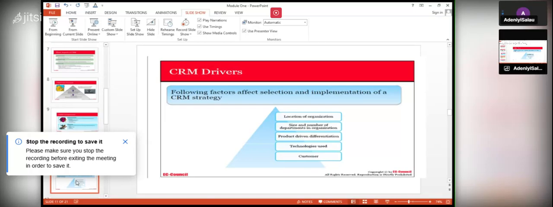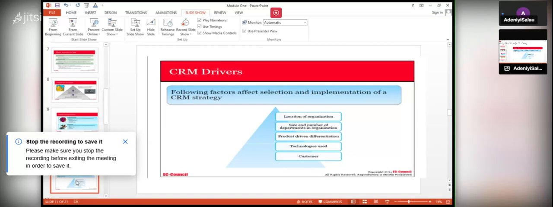Then also adoption of CRM is based on the technology that you adopt. If you have a particular technology, it is the way that technology or software is designed that will determine how your CRM processes will operate. So that's why you have to analyze clearly before you choose any CRM software.